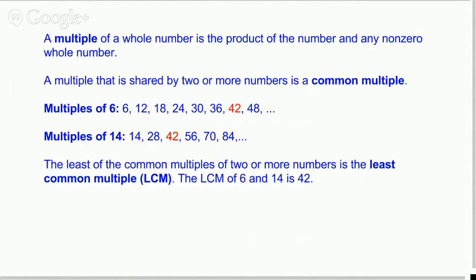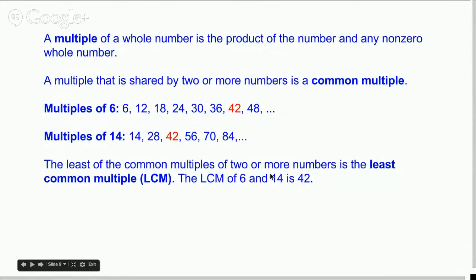All right, so here's another example. Let's use 6 and 14. Okay. So multiples of 6 are 6, 12, 18, 24, 30, 36, 42, 48. Multiples of 14 are 14, 28, 42, 56, 70, and 84. So the smallest number that these two numbers share is 42. So the least common multiple is 42.